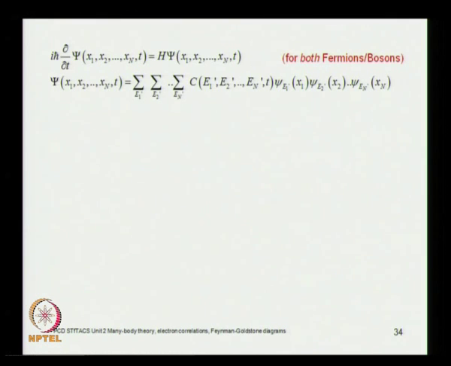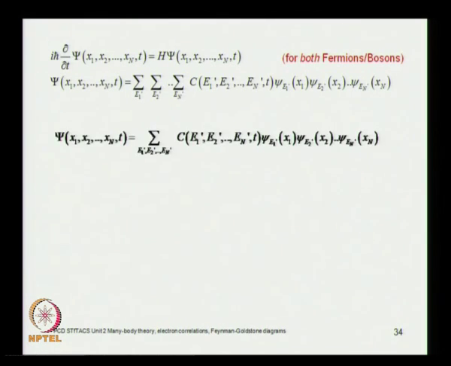Now, this is the most general description of an n particle state, be it a system of fermions or bosons, this part is common to both. So, you can write all of these multiple sigma notations as a single sigma notation, but the summation is over E1 prime, E2 prime all the way up to En prime. So, you must sum over all of them.